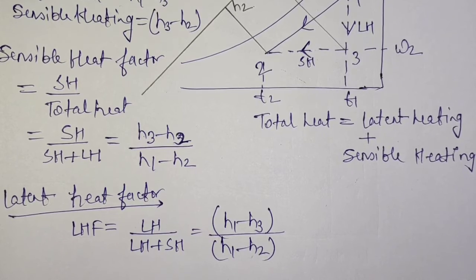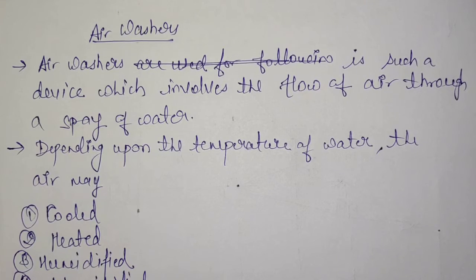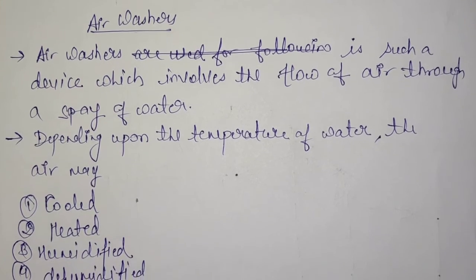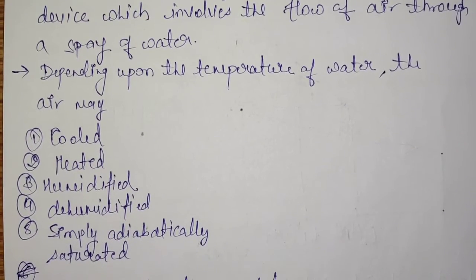Moving on to the next topic. Our next topic is air washers. Air washers are such devices in which water flows through air, or air is flown through a stream of water, in which the water mixes with the air, and the temperature and the humidity of the air keeps on varying. Depending upon the variation of the temperature and the humidity of the air, the following processes may take place.